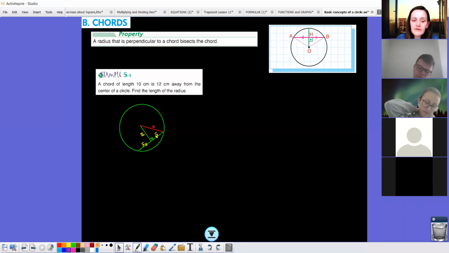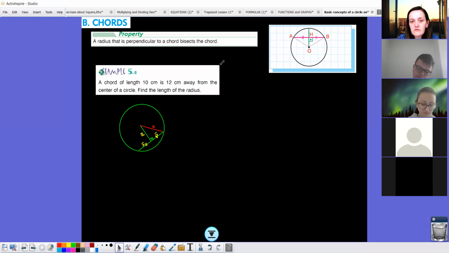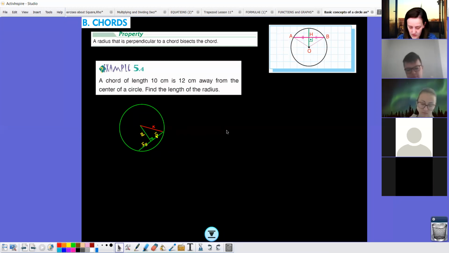So here there is an example. You can write these examples if you want, or they are solved in the book. But listen carefully. Here the figure is given, but normally in the question, the figure is not given. You need to draw it by yourself. The length of the chord is 10 centimeters and it is 12 centimeters away from the center of a circle. Find the length of the radius.